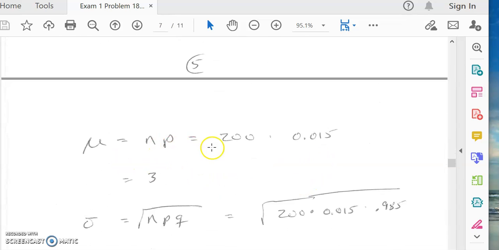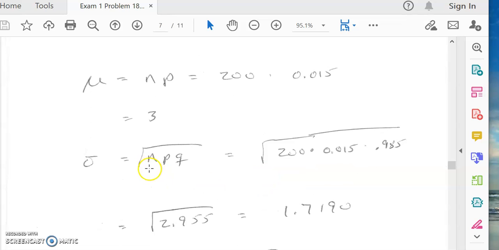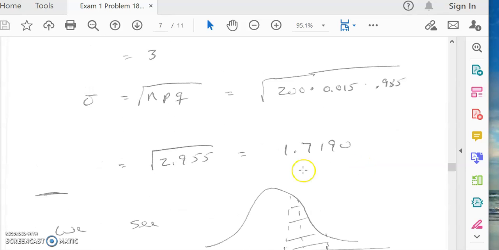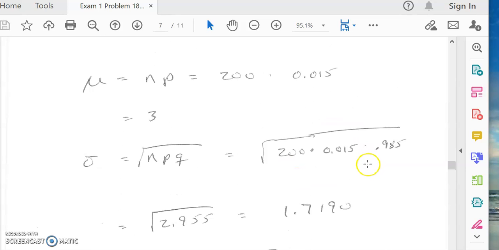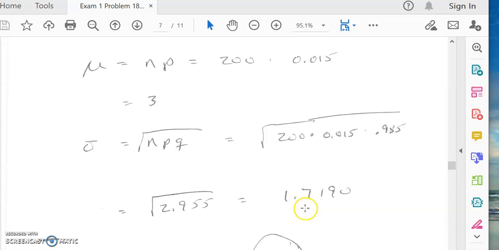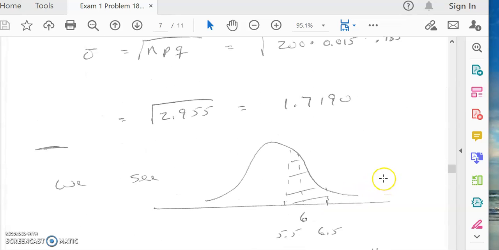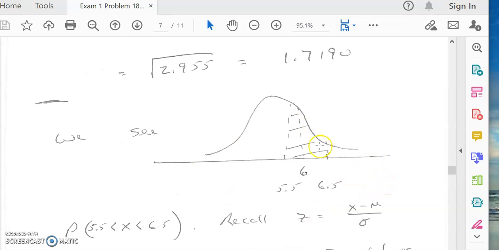Okay, mu is n times p. Sigma is the square root of n times p times q. Crank that out. So here's our two things. We have a mu of 3, a sigma of 1 point, blah, blah, blah. Okay, so now we draw our cartoons.